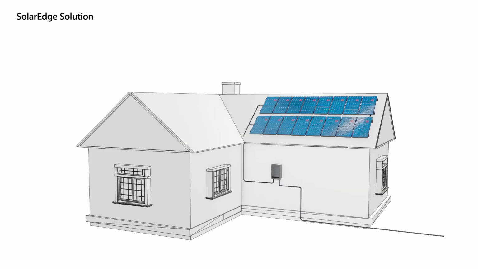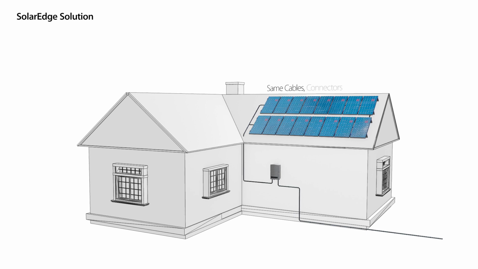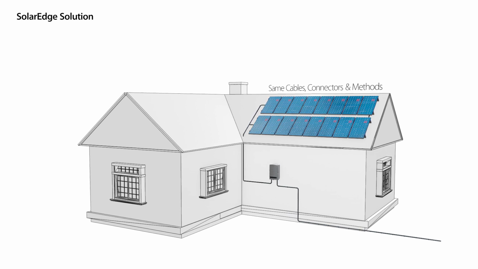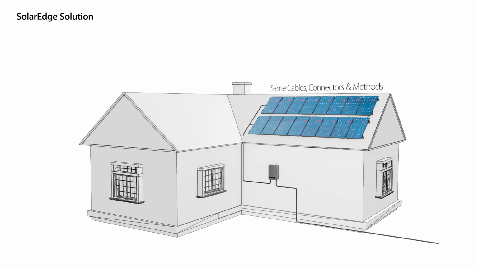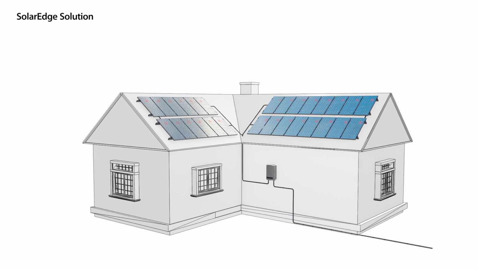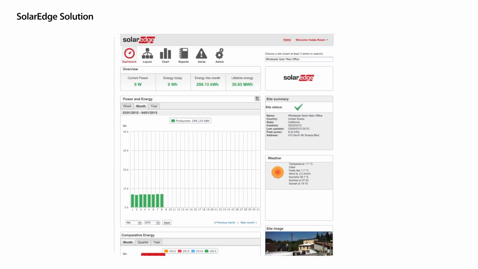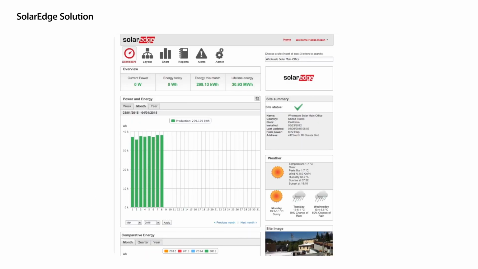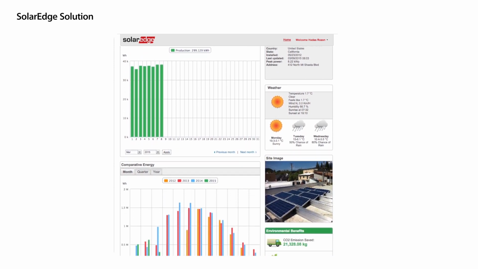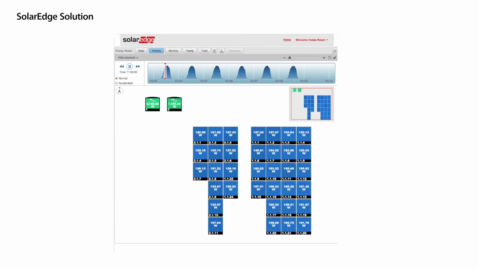When installers install the SolarEdge solution, they use the same cables, connectors, and methods as used in traditional systems, and are able to install more panels, to combine long strings with short strings, and to install panels on different facets of the roof. The SolarEdge cloud-based monitoring platform provides full data at the panel, string, inverter, and system level.